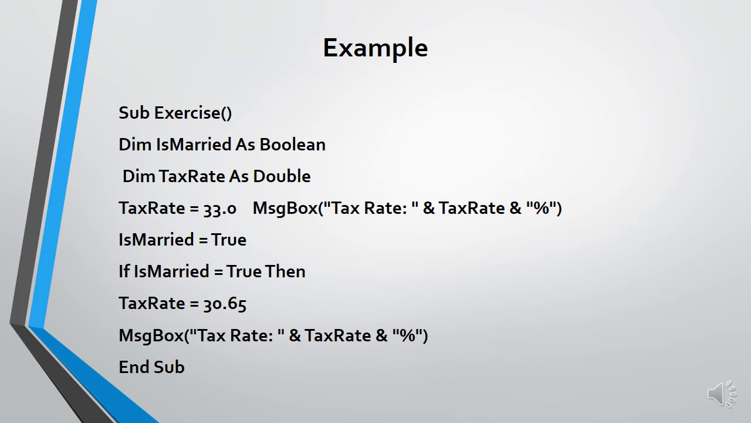Let's carry out this example where we are checking if someone is married or is not married, and we're awarding different tax rates depending on their marital status. Hence, we can see the If Else in action.